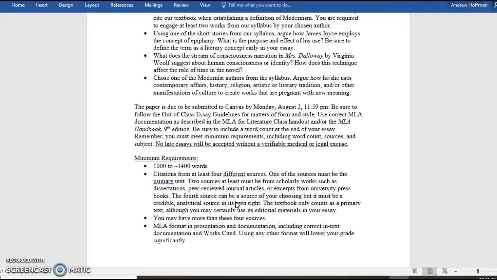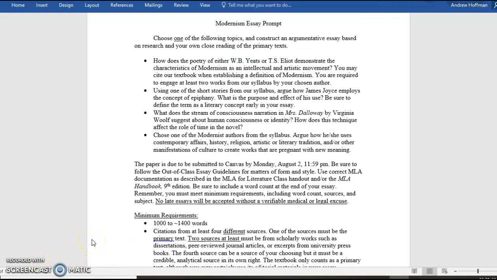Again, MLA format and presentation and documentation, including correct in-text documentation and works cited. Using any other format, or a non-format, if you will, will lower your grade significantly. So please, as you think about the Modernism essay, right, read through the questions, read through the original materials, that is, the poems, the short stories, the novel. Think about what you are most excited about as you look at this.